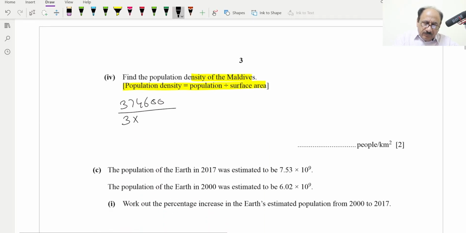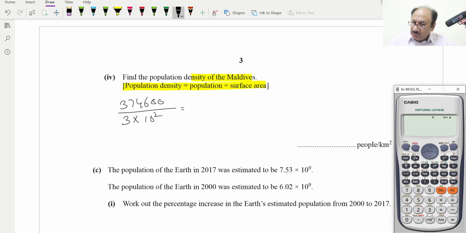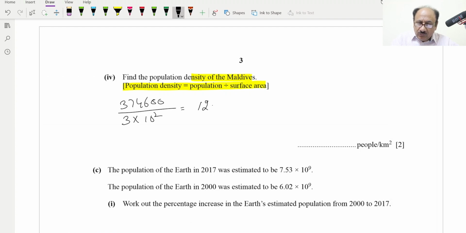So 3 into 10 raised to the power 2, and this will be giving us the answer 37460, divided by 3 into 10 squared, and this will be equal to 1248.66, and approximately we can write 1250 roughly. So 1250 will be our answer.